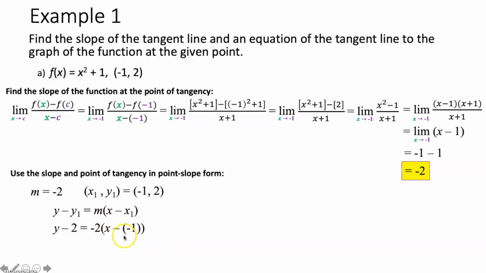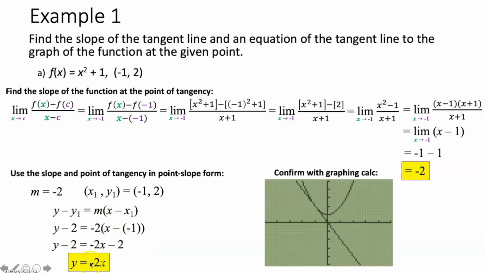Or you can put it into slope intercept form, y equals mx plus b, by making this x plus 1, then distributing that -2, then adding 2 to both sides, you get y is equal to -2x. This is the equation of the tangent line to the graph of this function at this given point.